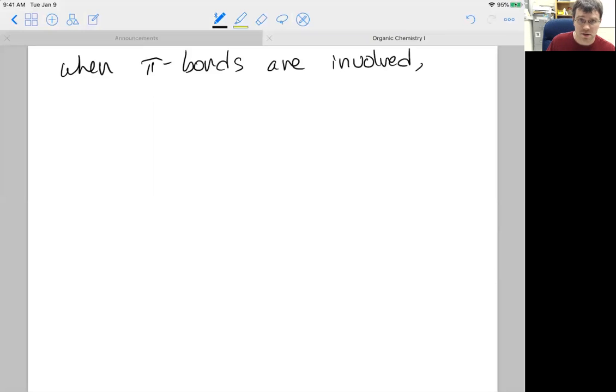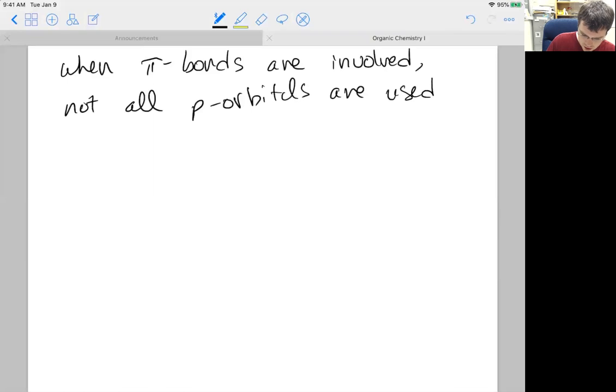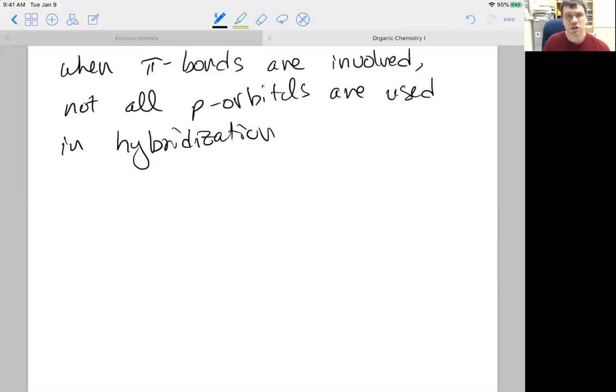When we have pi bonds involved, not all p orbitals are used in hybridization. So we looked at hybridization last time, and we said, hey, we need to attach to 4 things. So carbon needs to take all 4 of its valence orbitals, the s and the 3 p's, and do hybridization on them, to get to 4 sp3 orbitals.